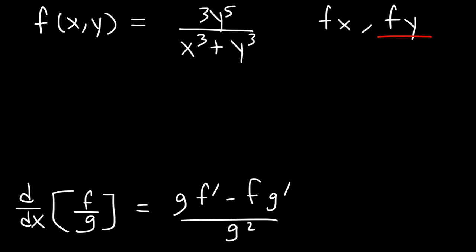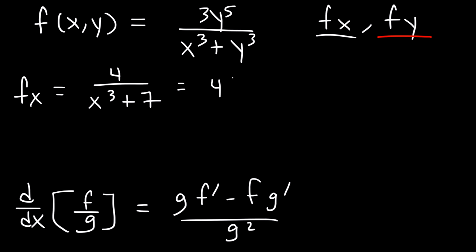So let's start with f of x, where we don't need to use the quotient rule. So imagine if you were differentiating, let's say, 4 over x cubed plus 7. If that's the case, what you could do is rewrite the function as 4 times x cubed plus 7 to the minus 1 and simply use the power rule. That's what we're going to do in this example.